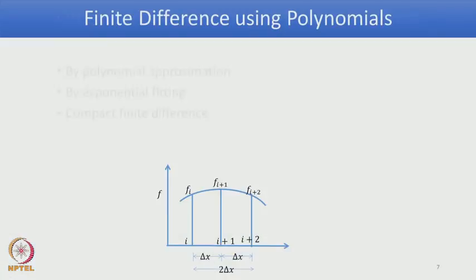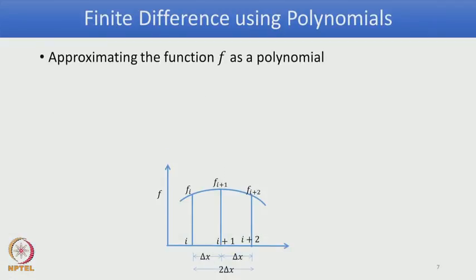We are now going to talk about the compact finite difference scheme. We will see how to obtain it by polynomial approximation. So, the way to do it, there are 3 steps.